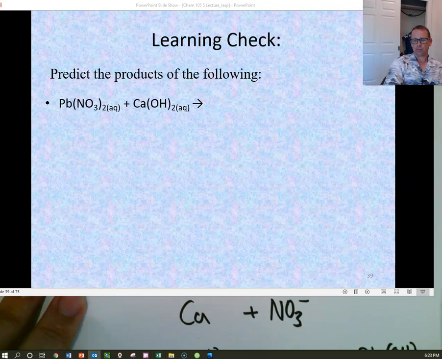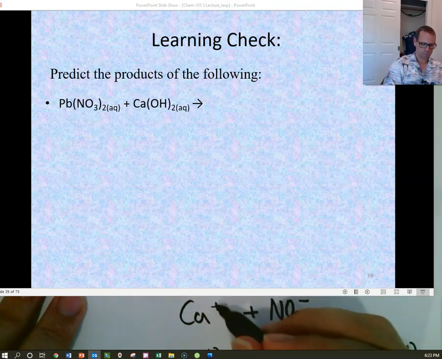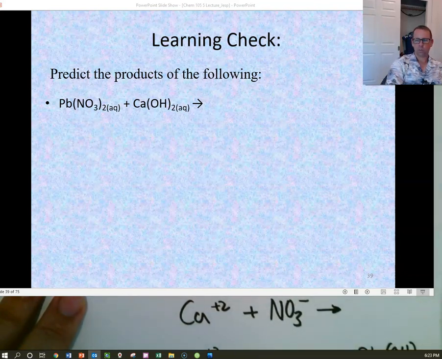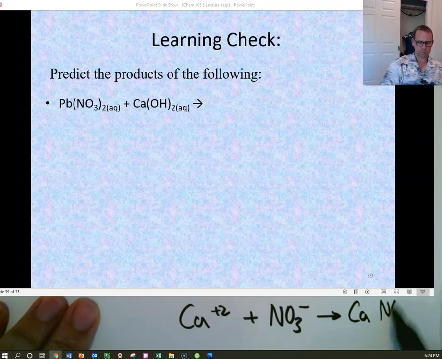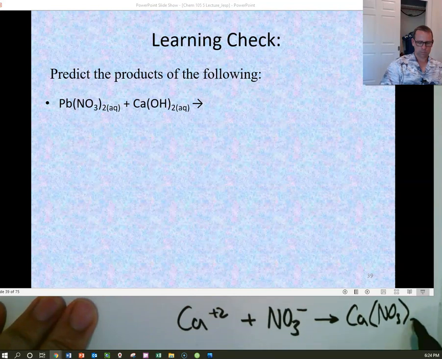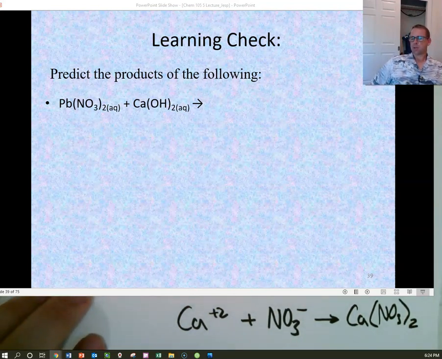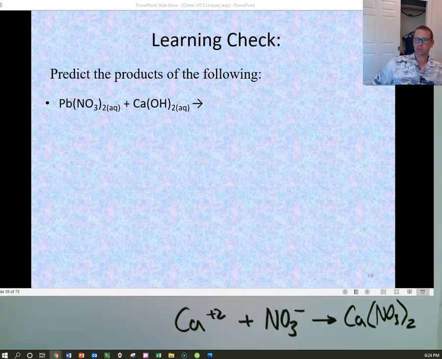So we need to balance these. What is it going to be? It would be Ca, and then NO3 in parentheses, and then we would put 2. Excellent. Is that going to be a solid, insoluble, or is it going to be soluble, aqueous?